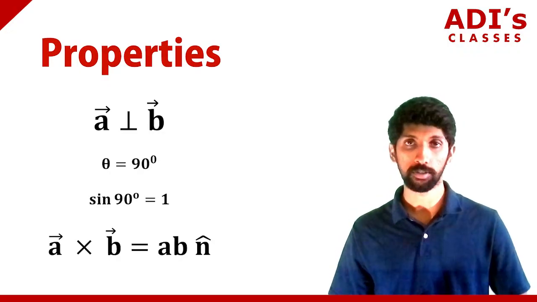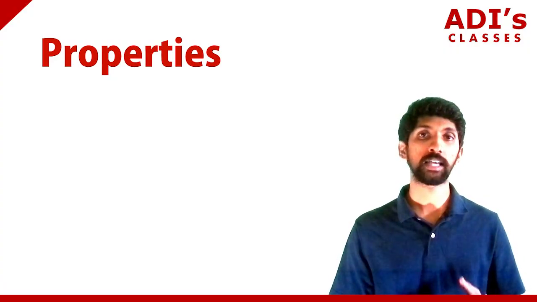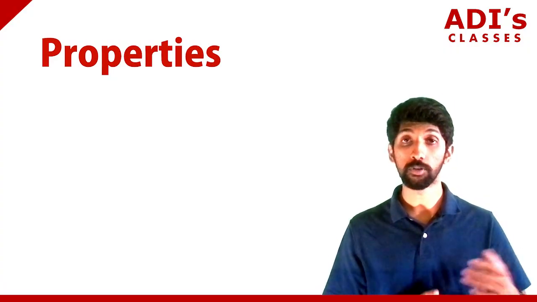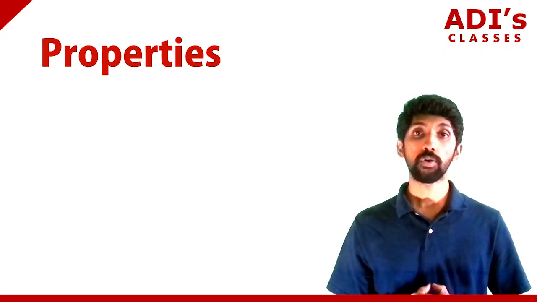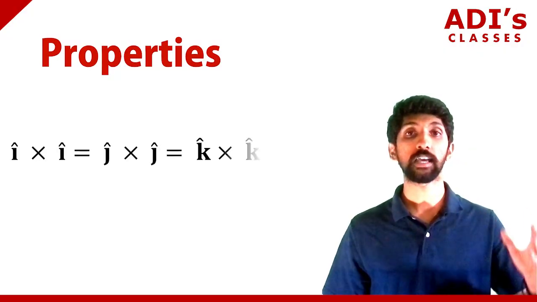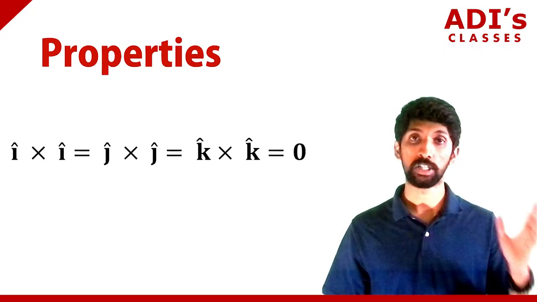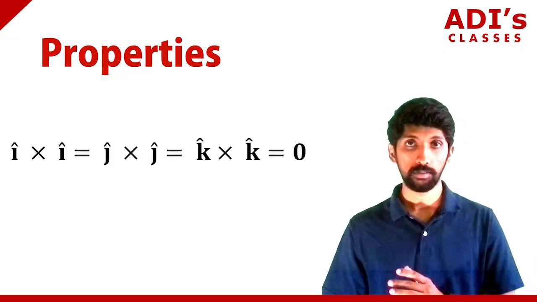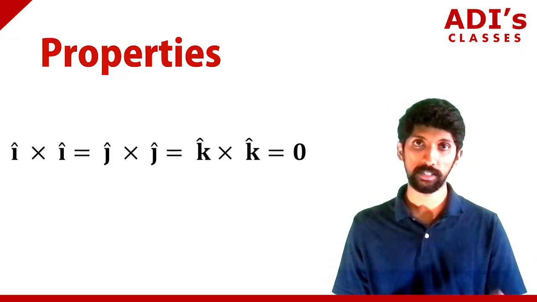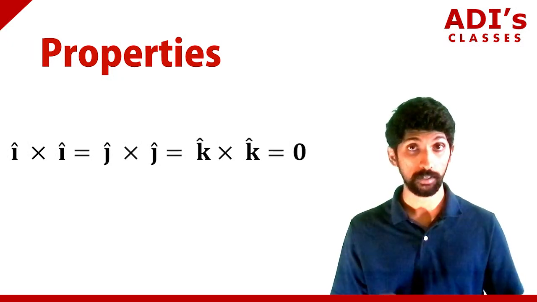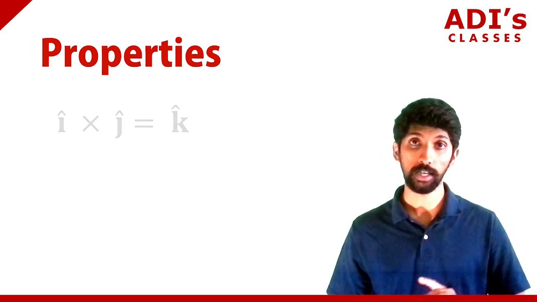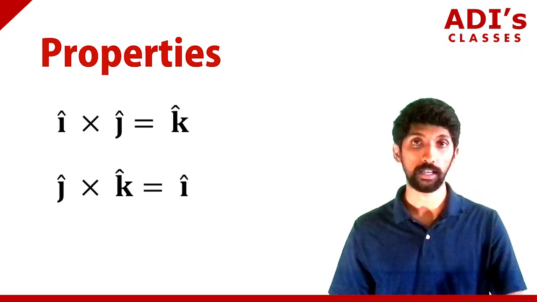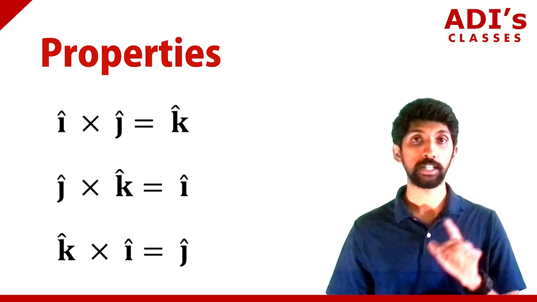One more thing. We have something known as i cap, j cap and k cap. These are the unit vectors, correct? If we have i cross i, or j cross j, or k cross k, this will be 0, just like A cross A is 0. But if we have i cross j, we get k. If we have j cross k, we get i. And if we have k cross i, we get j.